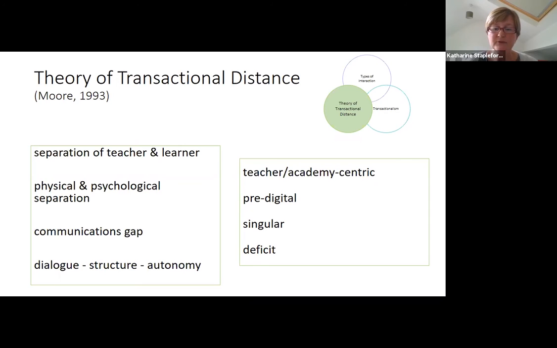And finally, I would argue that, again, it's based on this deficit perspective. So it's premised on the separation that leads to problems in understanding. And so distance learning is essentially a problem to be solved. And again, this is perhaps due to the fact that it's pre-digital, but despite its age, it's still a very popular theory and is often used in studies of distance learning programs. So that's the second dimension of the theoretical framework.